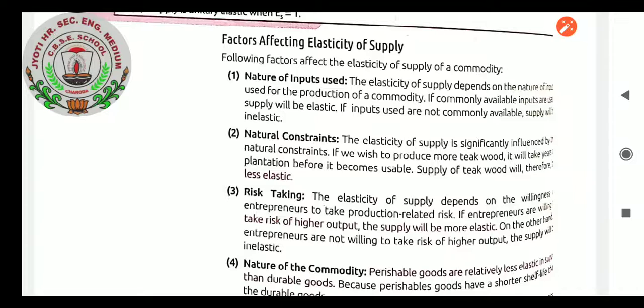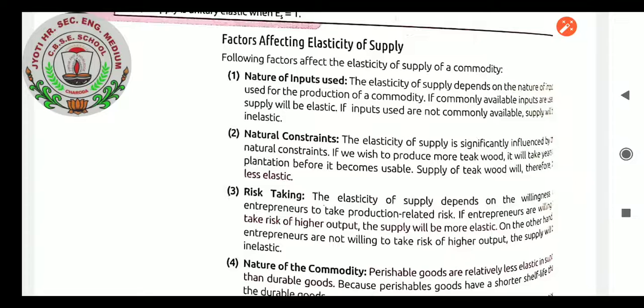Not understood? Nature of input, students. The elasticity of supply depends on the nature of input used for the production of a commodity. If inputs are easily available, supply will be elastic. If inputs used are not commonly available, definitely supply is inelastic, meaning supply will be very less. It is not easy to supply that product.